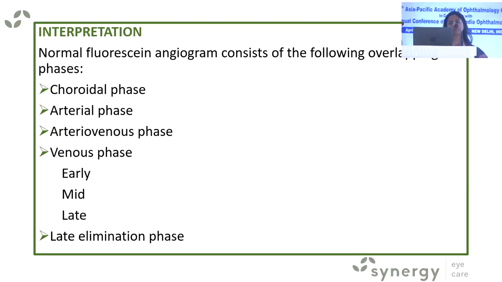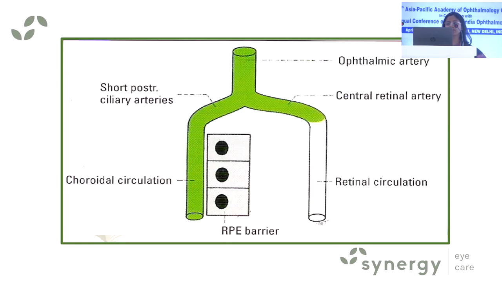Interpretation of FFA. A normal fluorescein angiogram consists of the following overlapping phases. If we consider the retinal vasculature, from the ophthalmic artery, it gives two branches, the posterior ciliary artery and the central retinal artery. Now the posterior ciliary artery is the proximal branch, and so the dye enters around 1 second earlier in the choroidal circulation, and then it comes to the retinal circulation, and therefore we get a choroidal flush first, which is followed by arterial, arteriovenous, venous, and a late elimination phase. The picture here depicts the same.